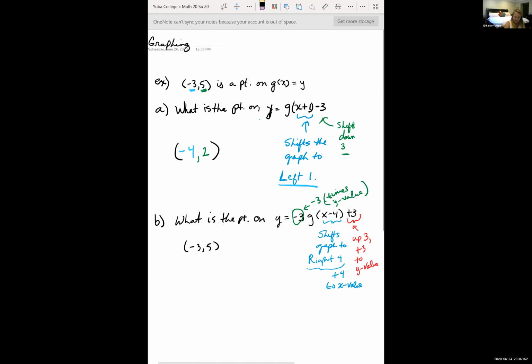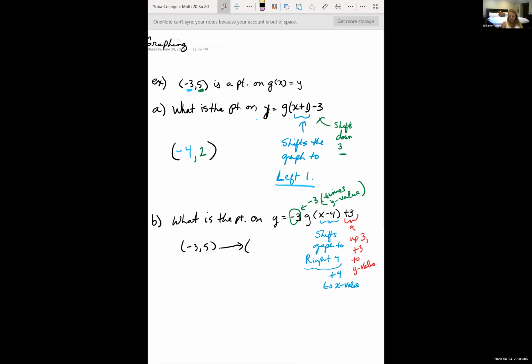So looking at that from our point, the transformation, what are we doing to x? The only thing that we're doing to our x value is adding the 4. So our x value here for our point is -3, but then we're going to add 4 to that, so +4.